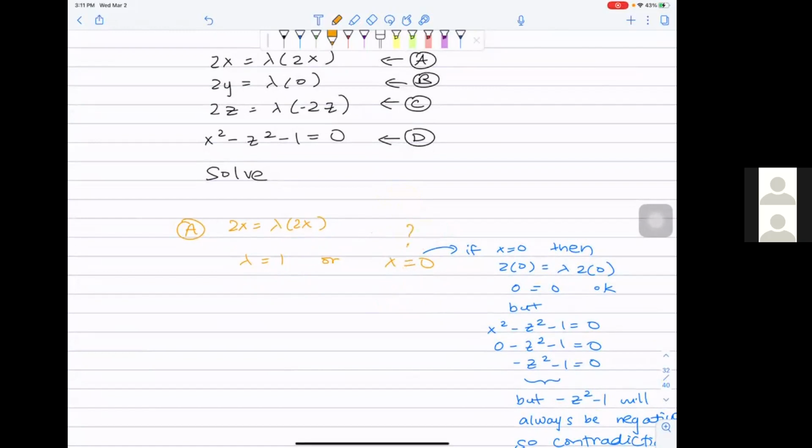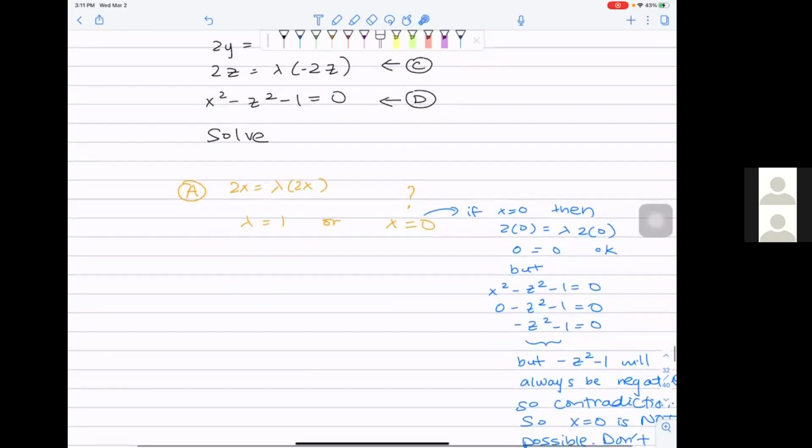Well, if x equals 0, say we plug it back into our first equation, we get 2 times 0 equals lambda times 0. We get 0 equals 0. That's fine. But you always want to plug it back into the constraint to see if you get a contradiction. So back to our constraint here, x squared minus z squared minus 1. If we plug in x equals 0, we get negative z squared minus 1.